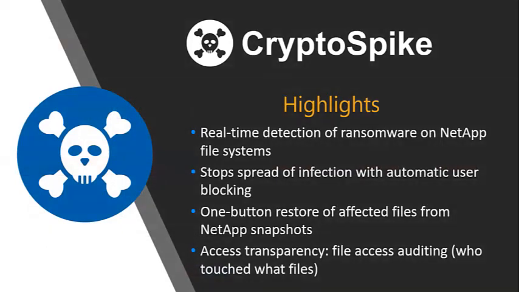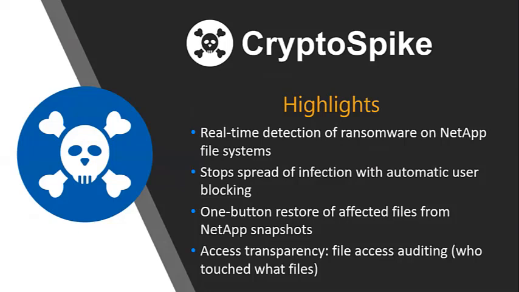So just as a real headline, what CryptoSpike does is what we call real-time detection of ransomware for NetApp file systems. By that, we mean that we can identify and stop the spread of a ransomware attack very quickly, block the user, and then very quickly recover just the affected files from the NetApp snapshots.